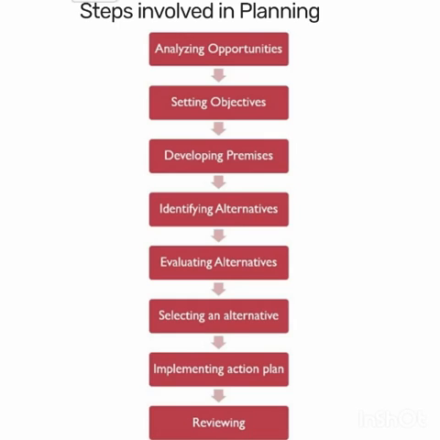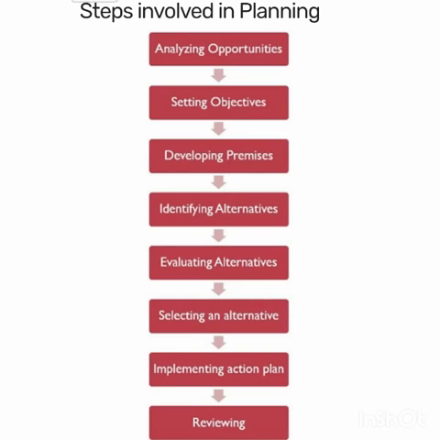Third point is identifying alternative courses of action. Once objectives are set and assumptions are made, the next step is to identify all possible alternative courses of action to achieve the objectives. If the project is important, then more alternatives should be generated and discussed among the members of the organization.